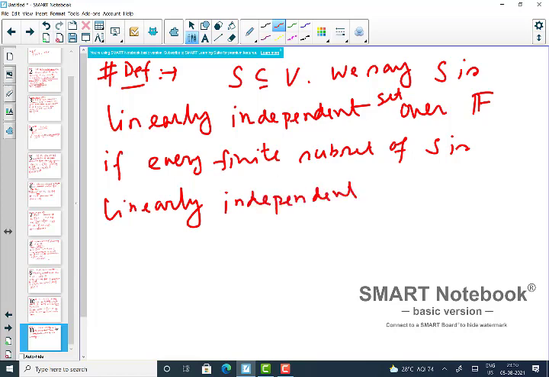Independent. Okay, if this happens, then we say that S is linearly independent. And if S itself is a finite set, then obviously I define the previous one. Okay. So now let me give some examples.